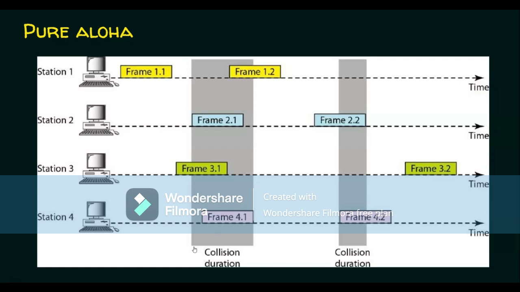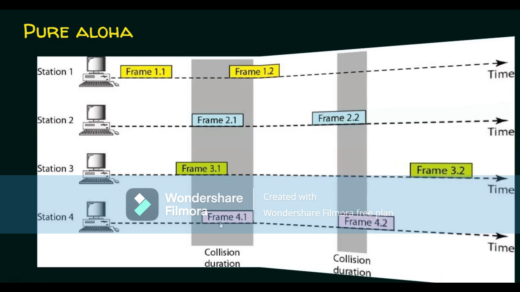And if you observe, the collision duration is also not uniform. Here we have a big collision duration and here a small collision duration. Here we have two or more frames that are colliding with each other. Here only two frames are colliding with each other. And the vulnerable time here is 2 times of the frame transmission time. Let's now see what is Slotted Aloha.